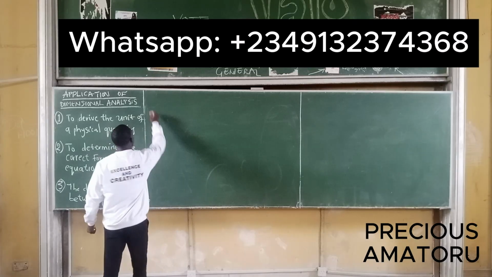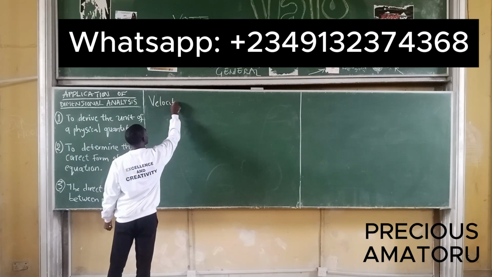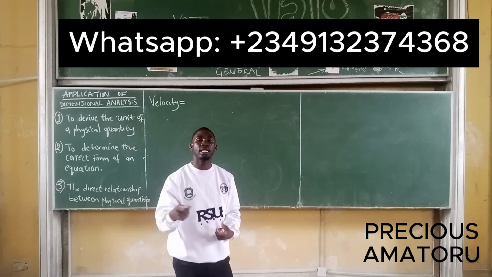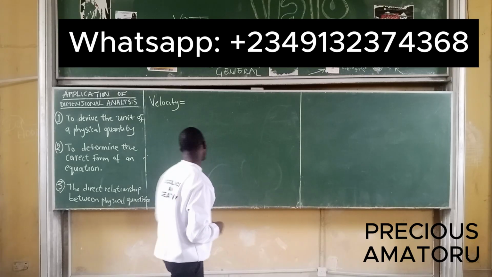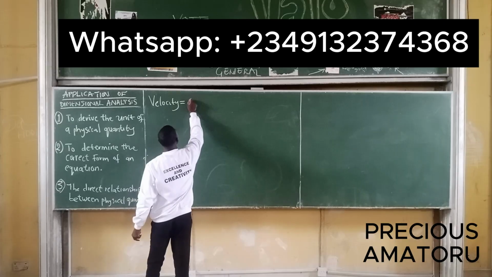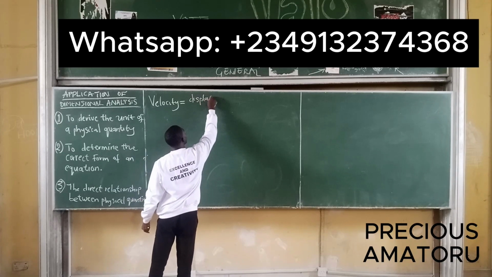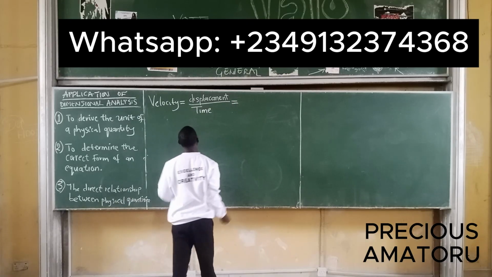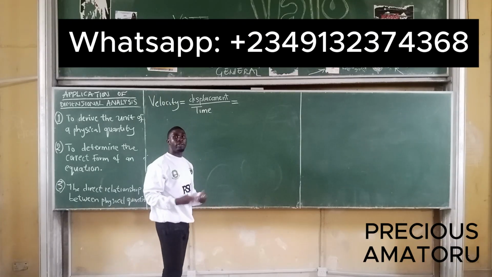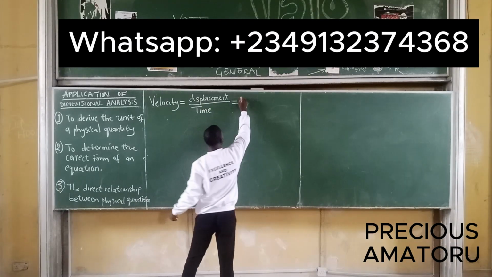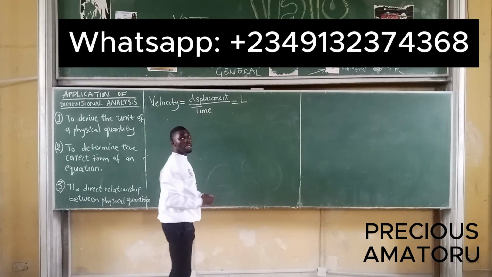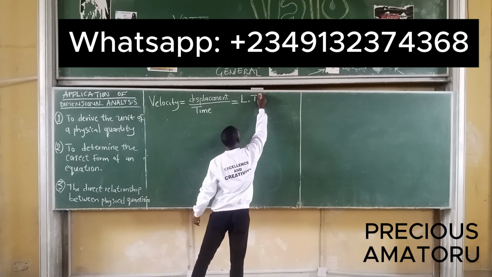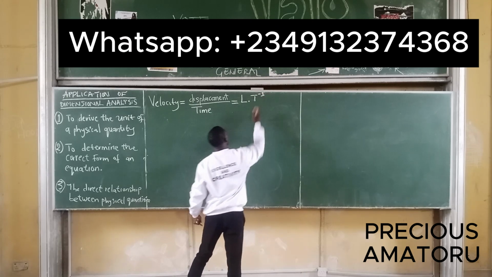So let's say velocity. If you know the dimension of velocity, you can easily get the unit of velocity. So for velocity, say velocity is the displacement all over time, and this is equal to, using the idea of dimensional analysis, displacement is length and time is represented with t. So we have t to the power of minus 1.